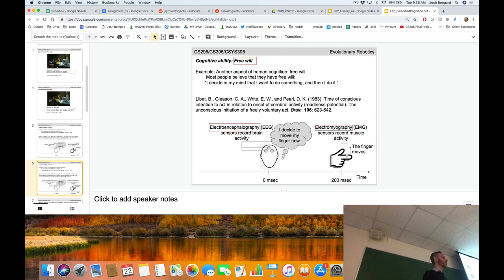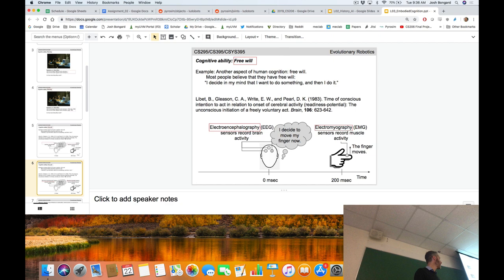So far, so good? At each of those points in time, about 200 milliseconds later, the EMG sensor chirped, saying the subject's finger actually moved, 0.2 seconds after they said they decided to move it. No problem so far, right? This all seems to make sense.